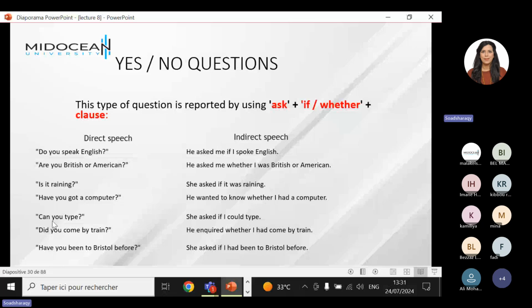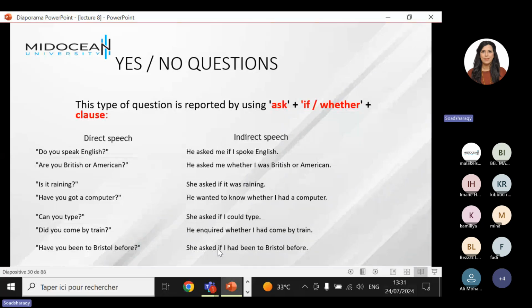Can you type? She asked if I could type. Did you come by train? He inquired whether I had come by train. And have you been to Bristol before? She asked if I had been to Bristol before.